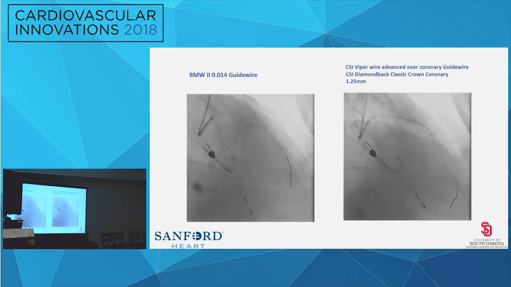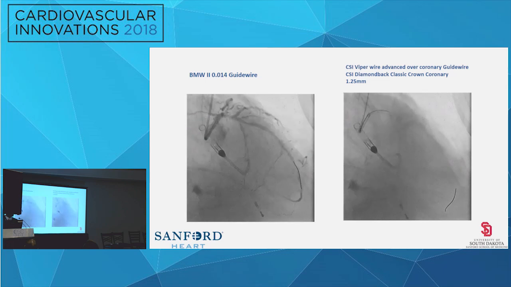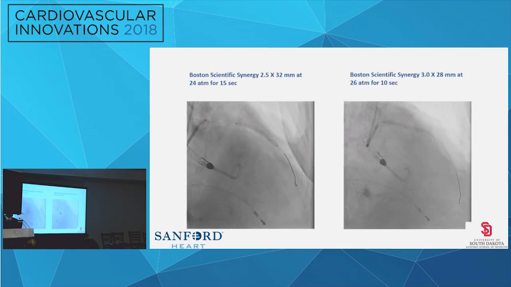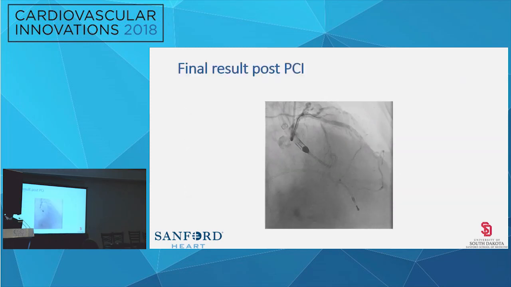On the proximal LAD, the patient had 3 to 4 runs of CSI, and the distal LAD had 2 to 3 runs, followed by pre-dilatation with balloons: distally initially a 2.25 at 14 atmospheres for 10 seconds, and proximally a 2.25 for 10 seconds. Then we implanted distally a 2.5 by 32 Boston Scientific stent at 24 atmospheres for 15 seconds, and proximally a 3.0 by 28 stent for 10 seconds. The final result post PCI looks good.